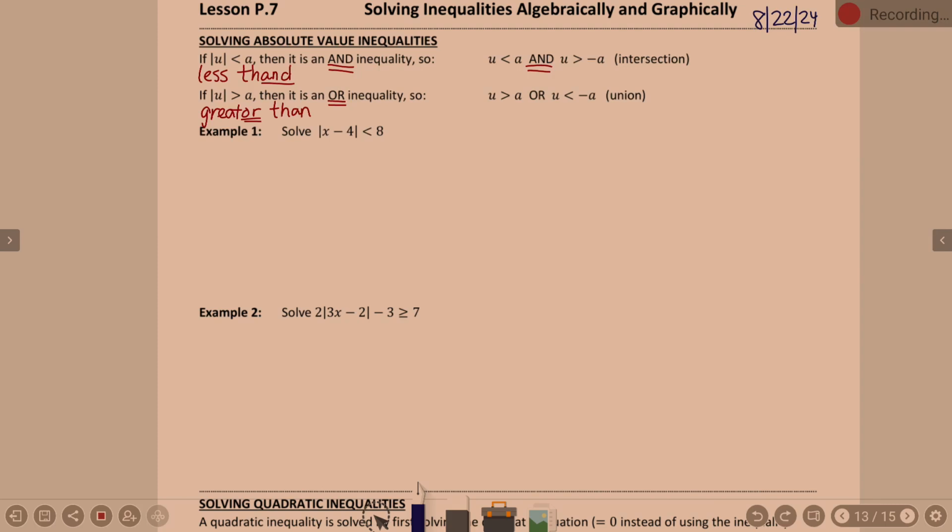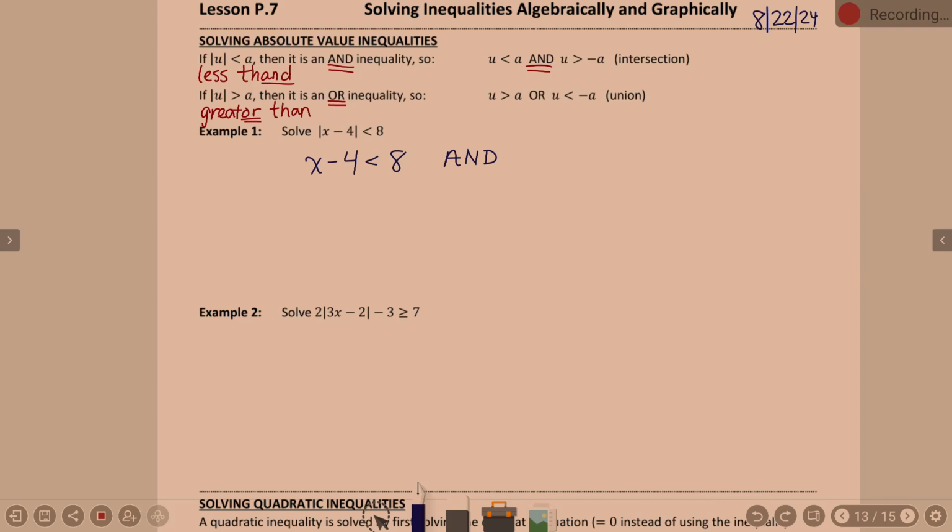The first one is as is, dropping the absolute value. So x minus 4 is less than 8. It's a less than sign. Do I put an and or an or word in between them? And. Less than means we're going to have an and statement.